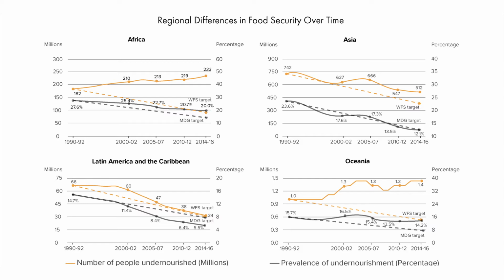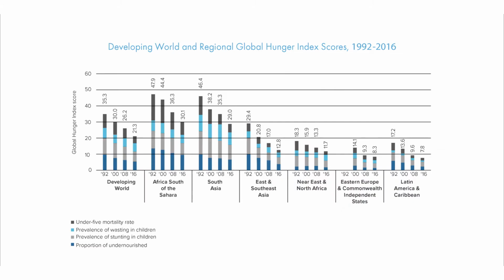We also see big declines in Latin America and the Caribbean in undernutrition and undernourishment. Let's look at the Global Hunger Index, the composite index that is made up of 3 indicators. We can see that overall, there's been declines. If you look at the developing world, we're seeing declines since the 1990s. And there's a mixed bag when you start looking regionally.